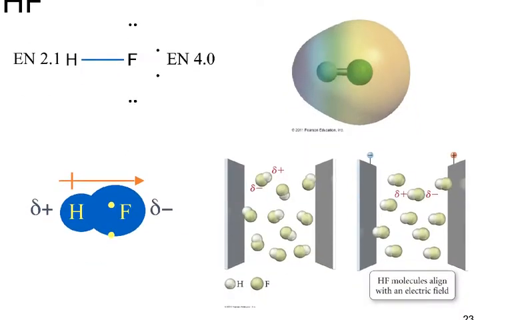One way to measure bond polarity is using the electronegativity scale. So EN stands for electronegativity. Here's a picture of what it looks like. You can see the red here means negatively charged, the blue means positively charged. And one way to test for polarity is by putting the molecules in an electric field and turning on the current. And you can see that the molecules will align with an electric field, showing the polarity there.